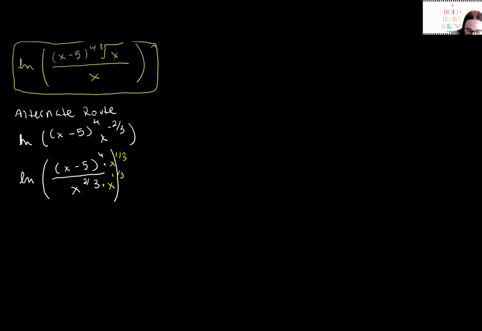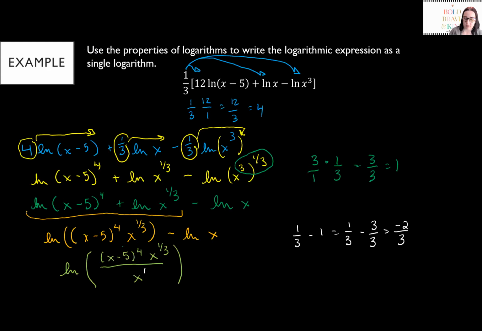So when you do that, you still have this natural log of x minus 5 to the 4th. You now have an x to the 1/3 power, and notice we're back at where we were. That's what you ended up with when you tried to get rid of the fraction exponent in the denominator. You literally end up back where we were when we tried to simplify that.